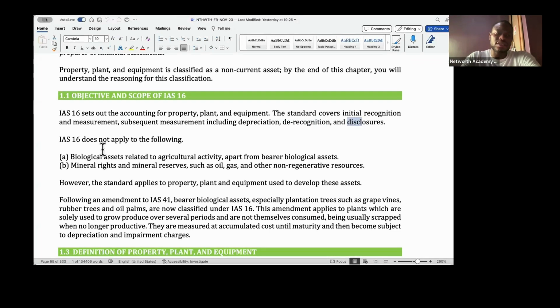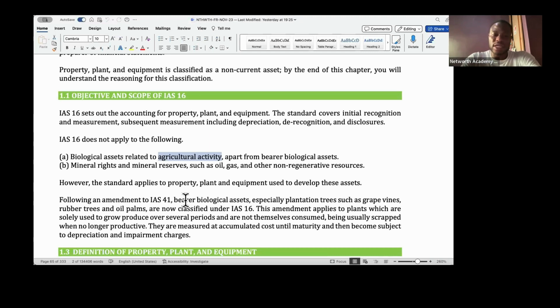There are certain items that we need to know right from the beginning that are outside the scope of PPE. One is biological assets, meaning assets arising as a result of agricultural activity. They are not PPE because those are covered under another standard, so I will not be talking about that. Another one is if you have mineral reserves or mineral rights, or an oil mining license, that is also outside the scope of IAS 16. We will not talk about that.